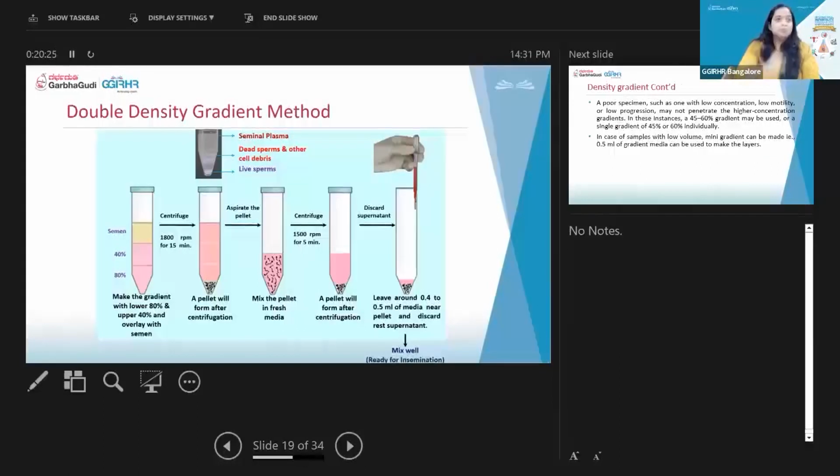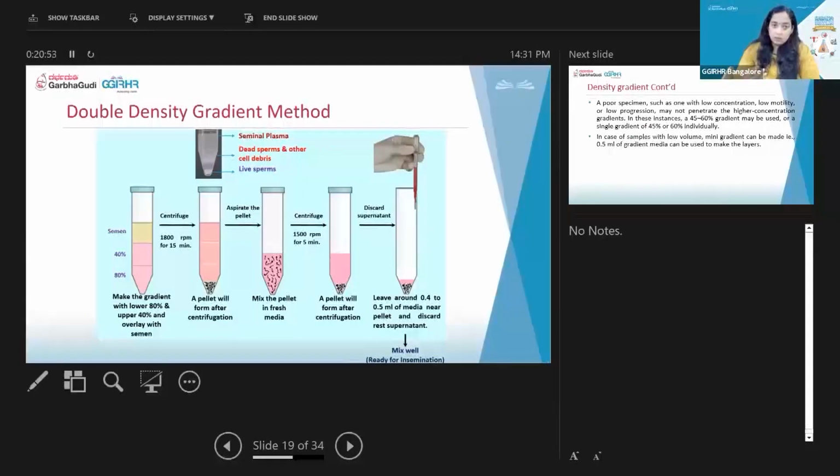Now, as I mentioned about the layers, it is centrifuged at 1800 RPM for 15 minutes. It's actually 300 G in terms of RCF. I'm mentioning this RPM according to what we follow in our center. Then you aspirate the pellet out and transfer it into another tube which has sperm wash media.